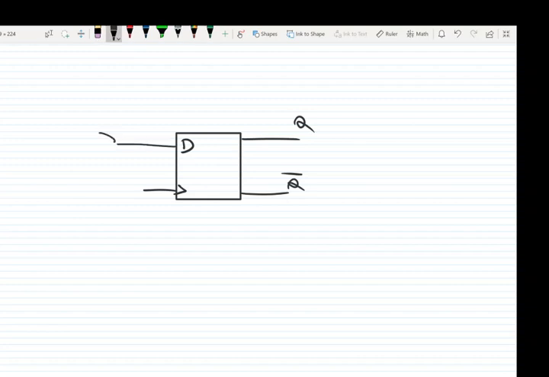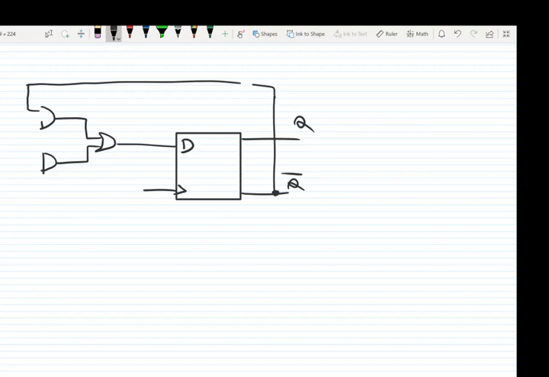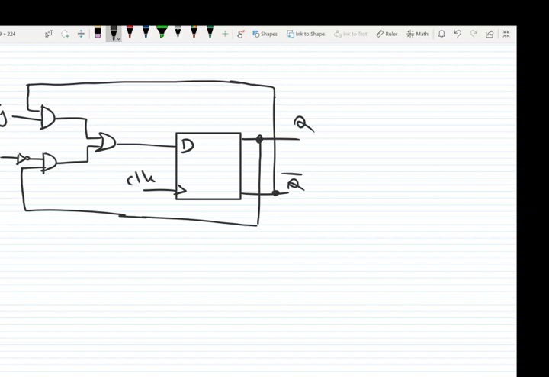Input D is connected to an OR gate. The OR gate inputs are connected to two AND gates, and output Q bar is connected to the first input of the first AND gate, and output Q is connected to the second input of the second AND gate. The other inputs of these AND gates are connected to J and K. And this one is a JK flip-flop.